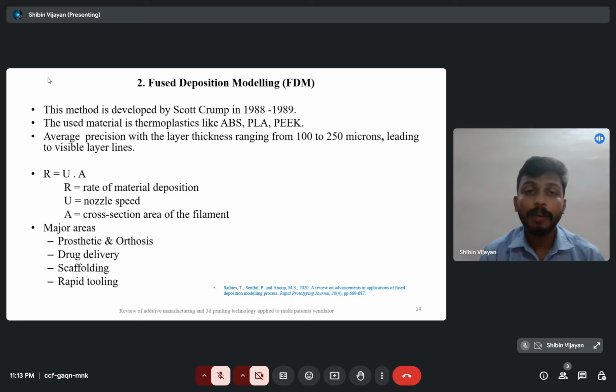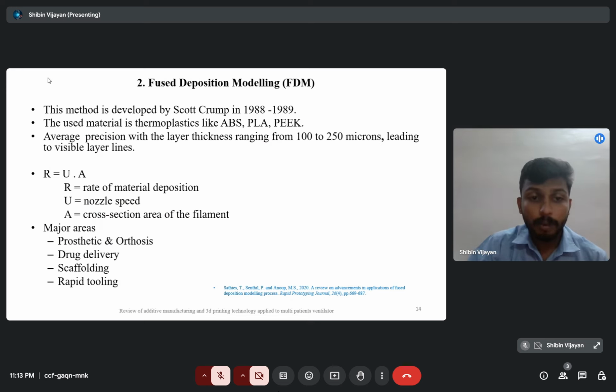Next is fused deposition modeling. This method was developed by Scott Crump in 1988 and 1989. Used materials are thermoplastics like ABS, PLA, and PEEK. The average precision has a layer thickness ranging from 100 to 250 microns, leading to visible layer lines. R = U × A, where R is the rate of material deposition, U is the nozzle speed, and A is the cross-section area.